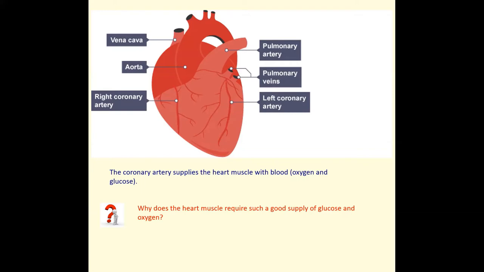That's the kind of thing that can lead to a heart attack and coronary heart disease, which is a bit of a problem in Scotland. So controlling our diet can prevent that kind of problem. But you can see, hopefully, these are very, very important arteries supplying the heart with oxygen and glucose through blood.